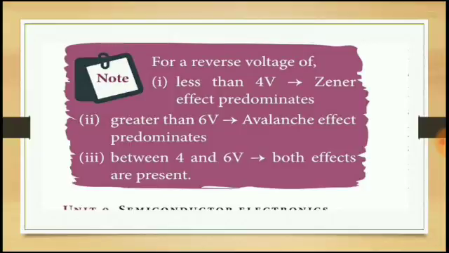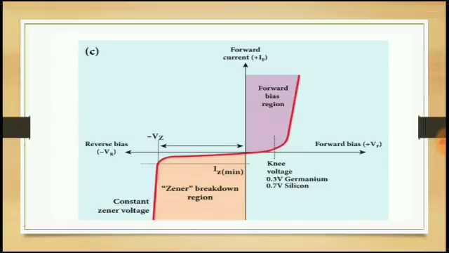For a reverse voltage less than 4 volts, the Zener effect predominates, and greater than 6 volts, the avalanche effect predominates. Between 4 and 6 volts, both effects are present. So, 1 mark. When we take the Zener and avalanche effect, that will take place. So like that the questions will come. Okay students, right?